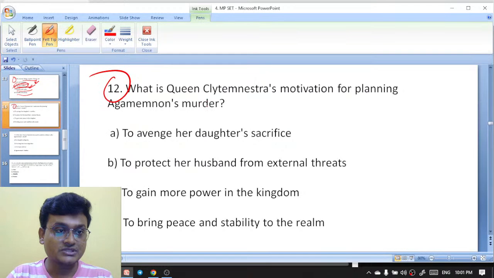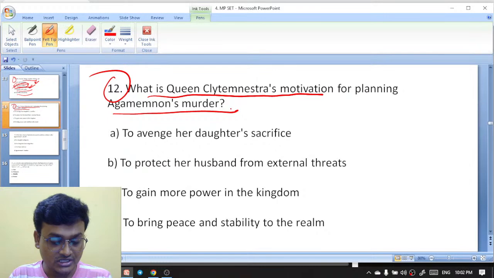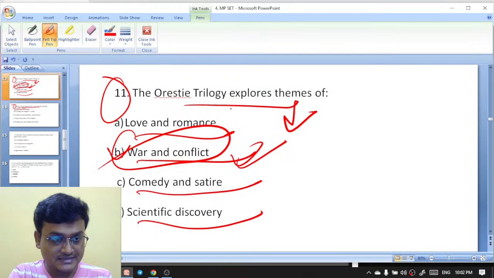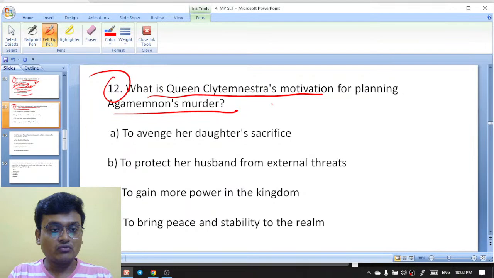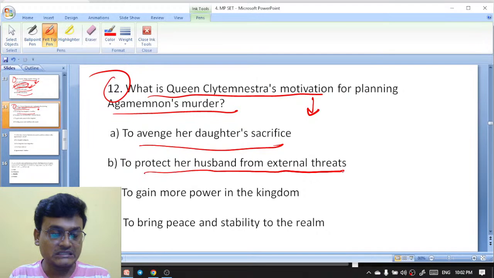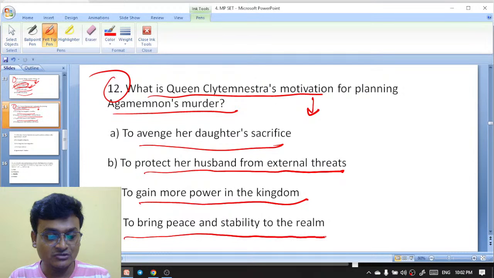What is Queen Clytemnestra's motivation for planning Agamemnon's murder? Answer B. Got it, excellent, it was B. To avenge her daughter's sacrifice? To protect her husband from external threats? To gain more power in the kingdom? To bring peace and stability to the realm?